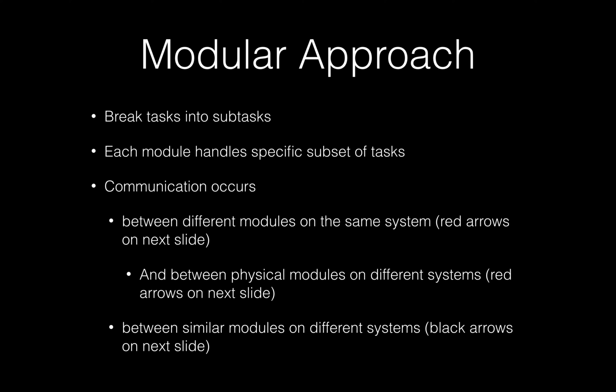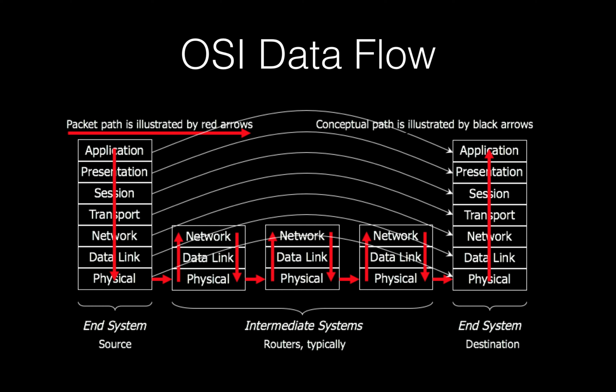So communication occurs, as I said, between different modules on the same system. It can also be between similar modules on different systems. Let's talk a little bit about it. Here we have an example of an end system source that wants to send a packet to the end system destination. The canonical example is that I send an HTTP GET to google.com, and I'm saying, okay, Google, get google.com.